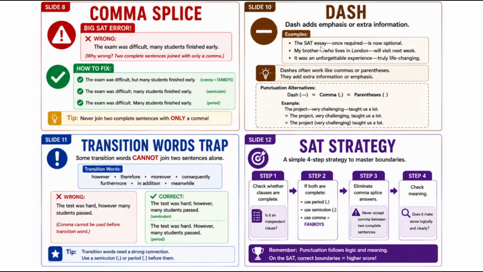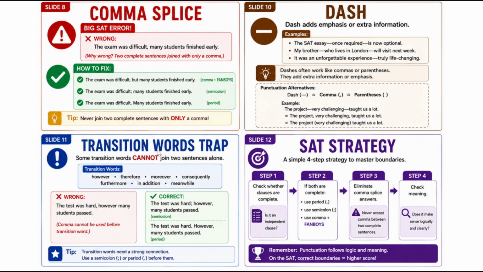Dash. A dash adds emphasis or extra information. Example: The SAT essay, once required, is now optional. The middle information is extra, once required. Another example: My brother, who lives in London, will visit next week. Dashes often work like commas or parentheses. The SAT sometimes allows commas, dashes, or parentheses for non-essential information.